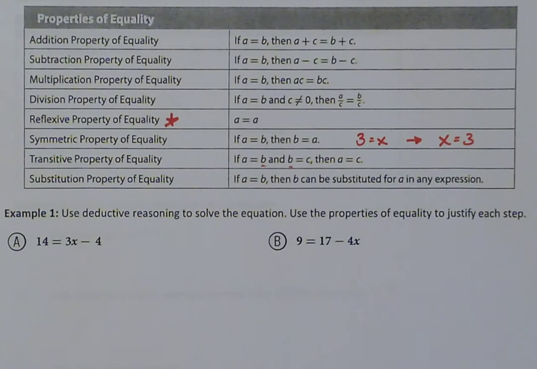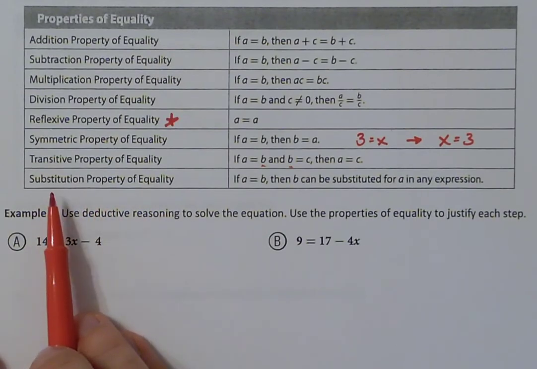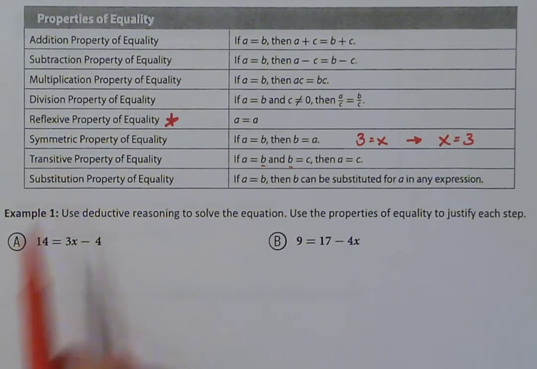All right, substitution property of equality states that you can take any number or any value for a variable, say x, y, a, b. You can take that with the substitution property and you can plug it in. So that means if I'm told x equals 3, I could substitute 3 in for x and go through and simplify my equation. So that's what substitution is.